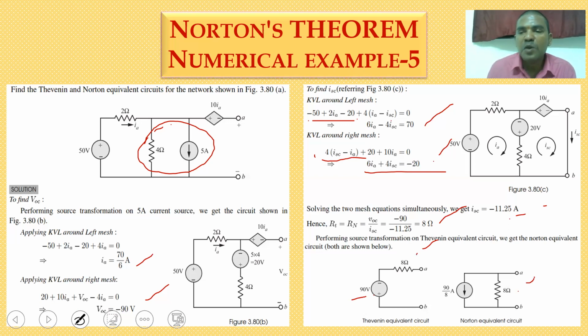They are connected in parallel. So this is the Norton's equivalent circuit. Like that you can go for Thevenin's and Norton's for the same problem also. It is just a source transformation. Are you understanding this, students?